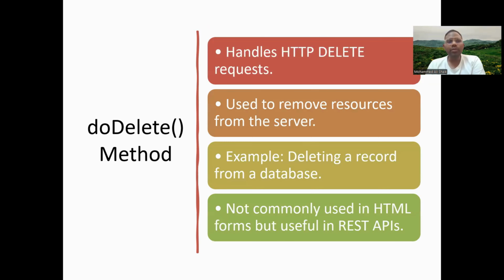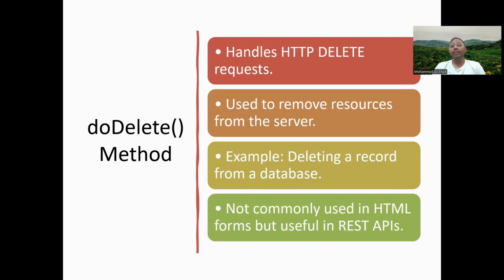Next one is doDelete, the last method of this HTTP request. It handles HTTP delete requests, used to remove resources from the server. Examples: deleting a record from a database. It is not commonly used in HTML forms, but useful in REST APIs. The two main methods that we use are doGet and doPost. We also have doPut and doDelete, but we don't use them as much as doGet and doPost.